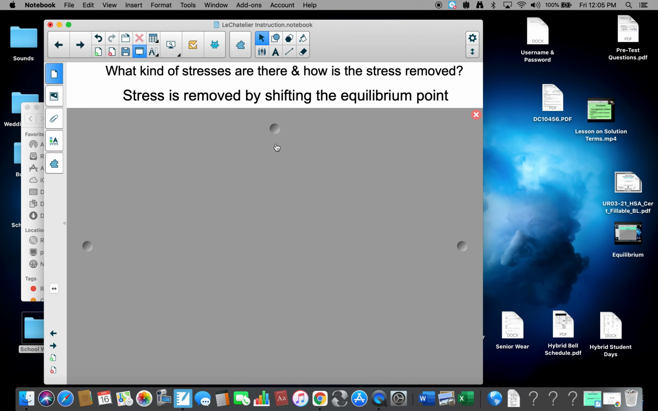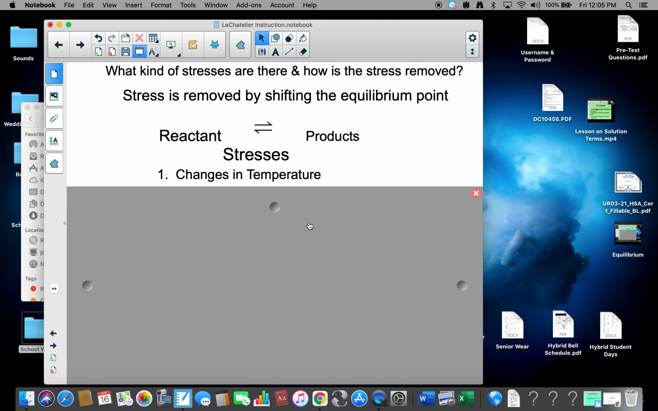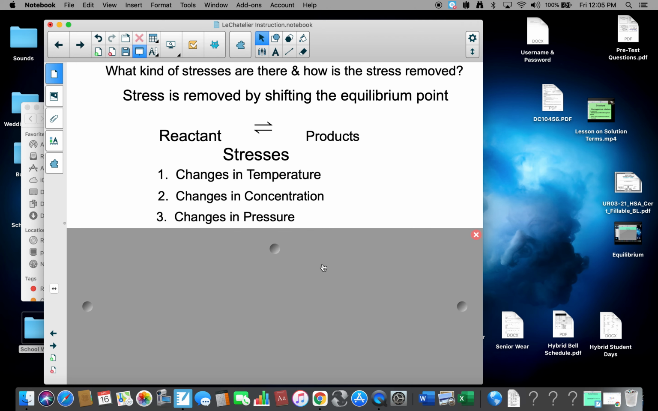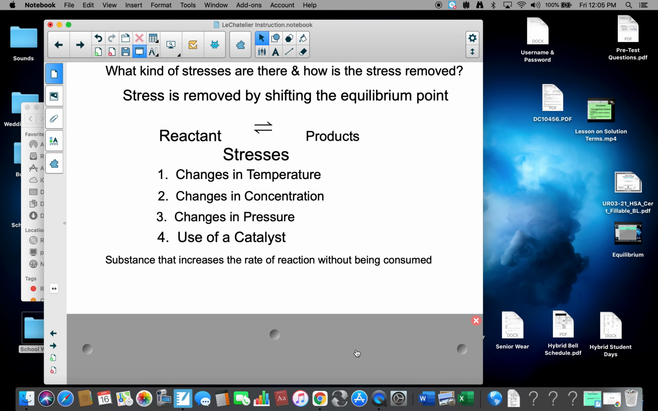The stress is removed by shifting the equilibrium constant. So the stresses are either change in temperature, change in concentration, change in pressure, or use of a catalyst. A catalyst is a substance that will increase the rate of reaction without being consumed.